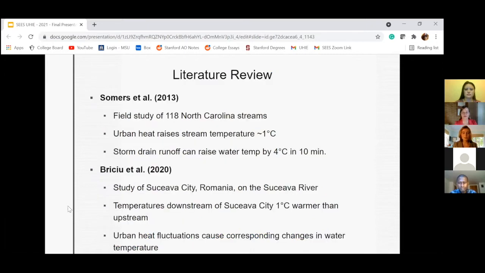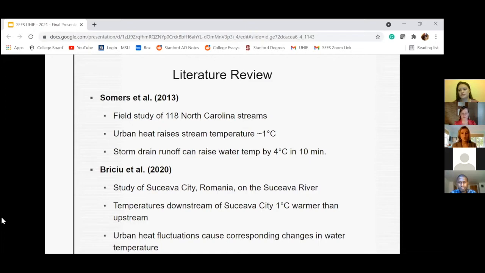We looked at some previous studies to see what scientists had already discovered on this. Summers et al. in 2013 conducted a field study of 118 streams in North Carolina, half rural and half urban, and they found that urban streams were consistently warmer by about 1 degree Celsius than their rural counterparts. They also observed that after a storm, runoff from city infrastructure can raise stream temperature by 4 degrees Celsius in just 10 minutes.